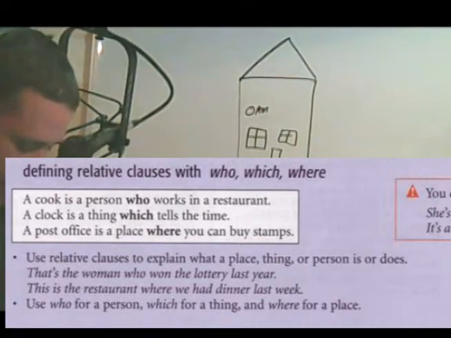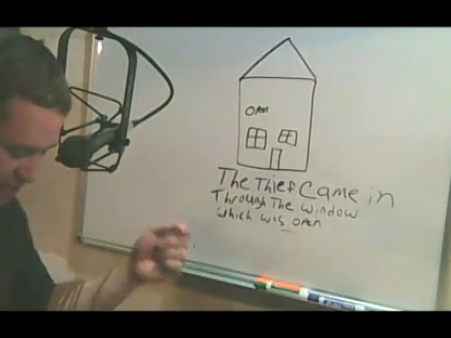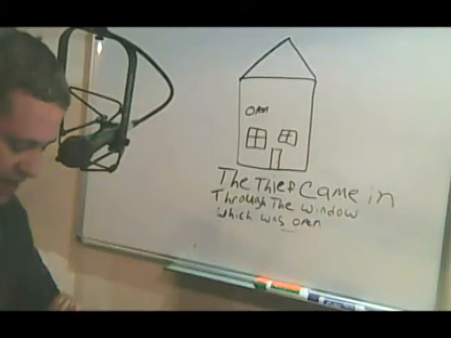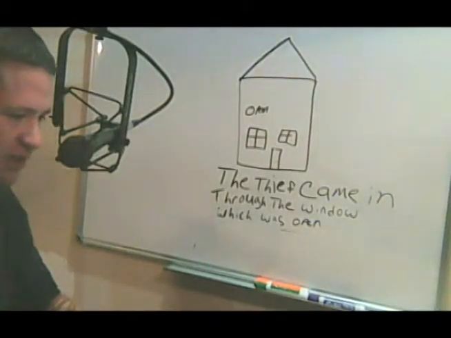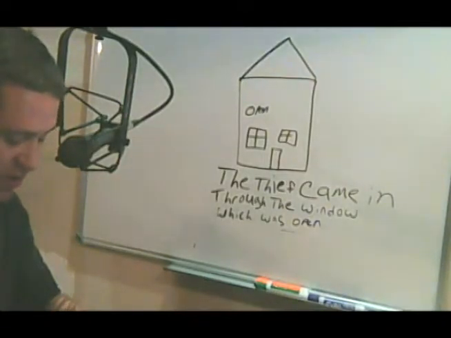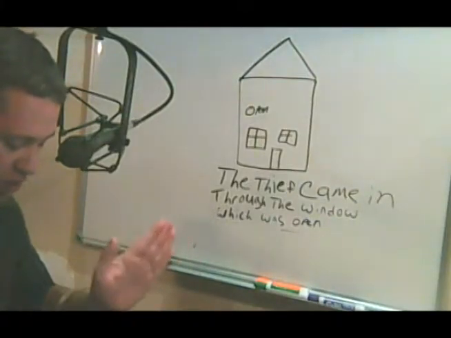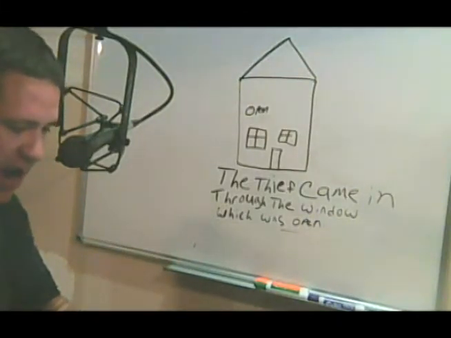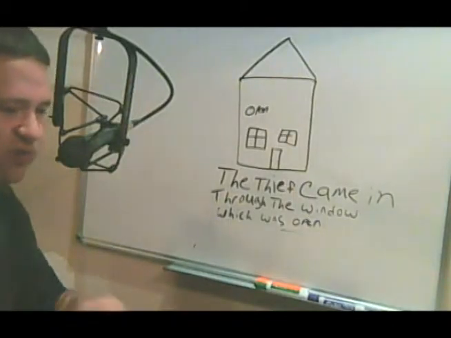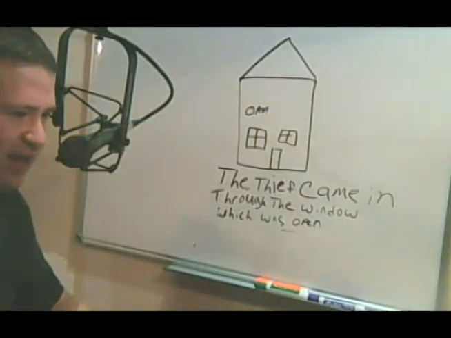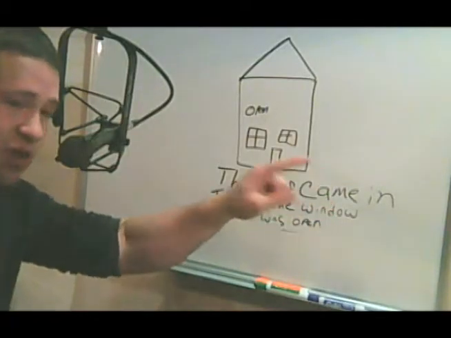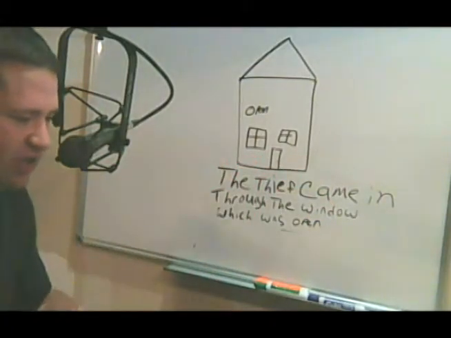Okay? And we use these, who, which, where, to explain what a place, thing, or a person is, or what it does. Okay? So if I say, that's the woman who won the lottery last year, there are a lot of women, but she's the one who won the lottery last year. Okay? Now, what if I was talking about the woman I'm in love with? And I might say, that's the woman, comma, who won the lottery last year.